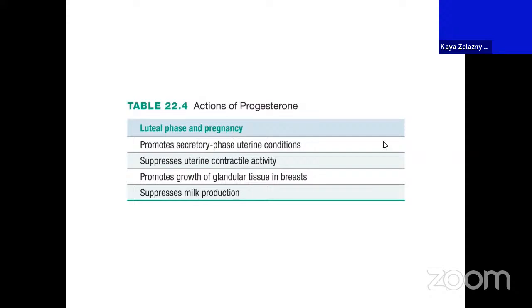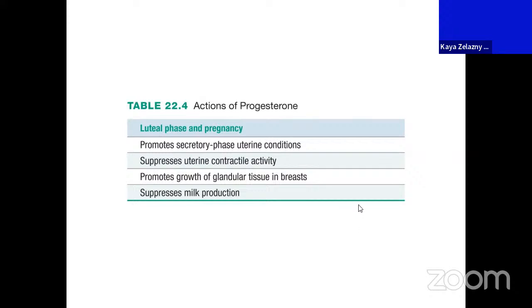So what progesterone is doing is it's going to move us into the secretory phase of the uterus. So it's going to tell us to change the composition of the fluids and mucus coming from endometrial glands and the cervix. It's going to, for a little while, suppress our uterine contractile activity. We want to have this nice, stable environment. It's also going to be promoting the growth of glandular tissue in the breasts and suppressing milk production.